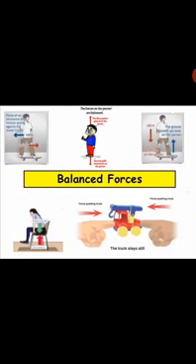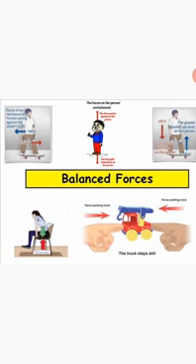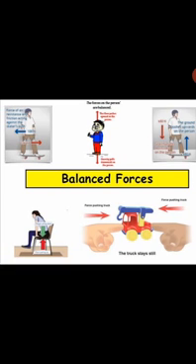Alright, there are also some other examples of balanced forces. Like in the first picture, you can see the person is skating, so the forces are balanced, so he is moving at a constant speed, right? The person is standing, so he is not moving because the gravity and the force applied by the ground are the same. The magnitudes of these forces are the same, so that is why the person is standing in a still position.